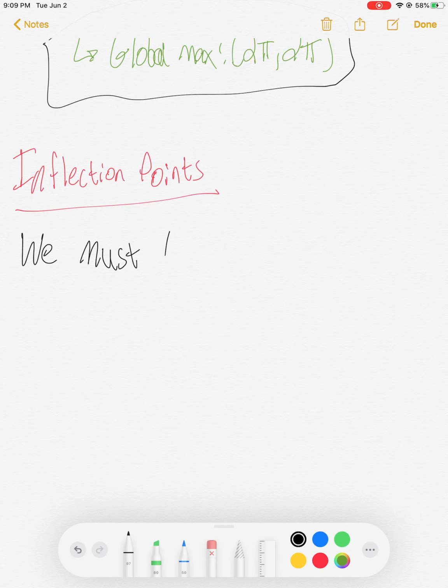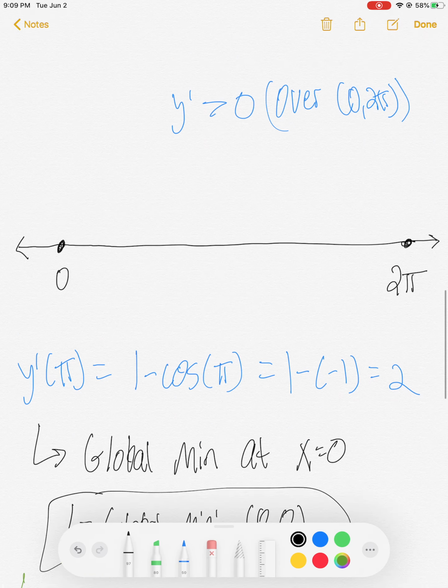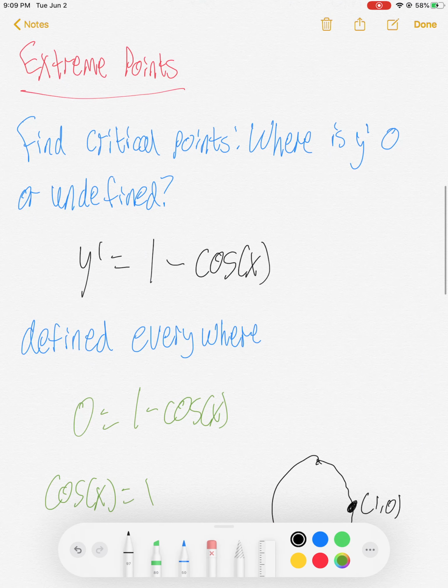Inflection points. As I hope you recall from Mackenzie's video or the textbook or whatever source, what we need to do in this case is basically the same thing as what we've done to find these extrema, except we're going to do it with y double prime. So we need to take the derivative of our derivative.